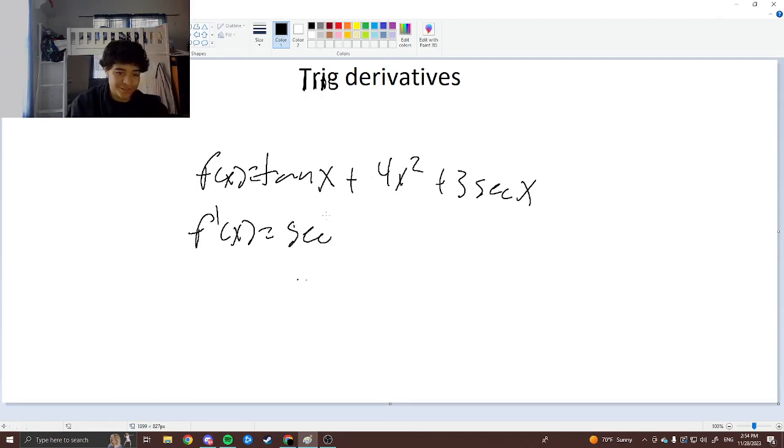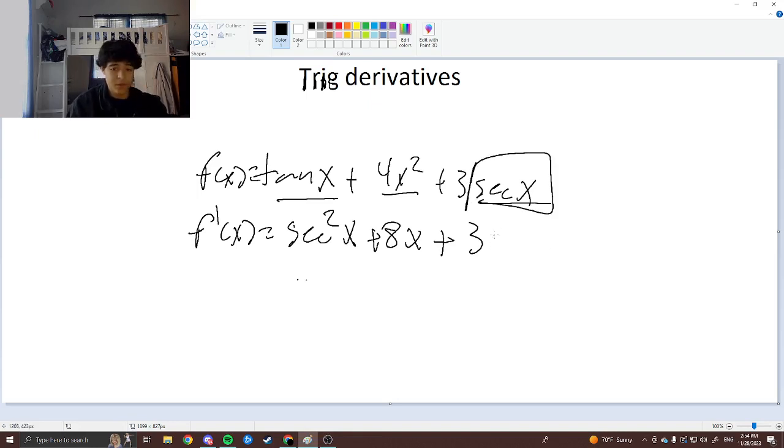You have secant squared x. You just do it term by term by term. Plus 4 plus 3. What's the derivative of secant x, guys? What is it? Secant x tangent x. Whoa. Yeah, so tan, sine, and cos, you just gotta remember. Otherwise, everything stays the same, and you treat them like normal terms.